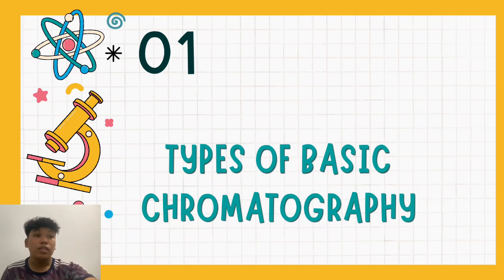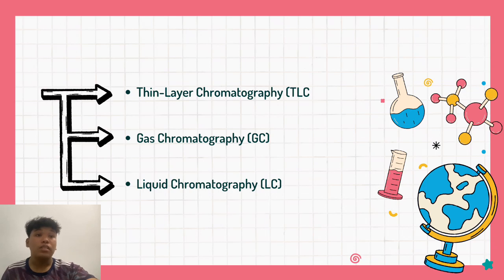So, we move to the types of basic chromatography. We have three types: the first one is thin layer chromatography (TLC), gas chromatography (GC), and also liquid chromatography (LC). For thin layer chromatography, a thin layer of an absorbent material such as silica gel or alumina is coated on a flat support, often a glass or plastic plate. The sample mixture is spotted near the bottom of the plate and is then allowed to migrate as a solvent. The mobile phase moves up the plate through capillary action.